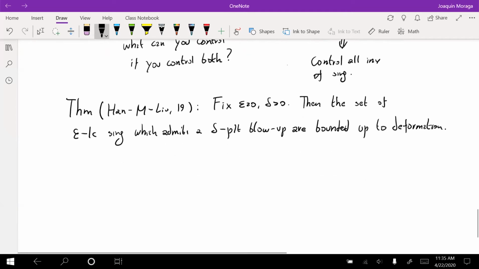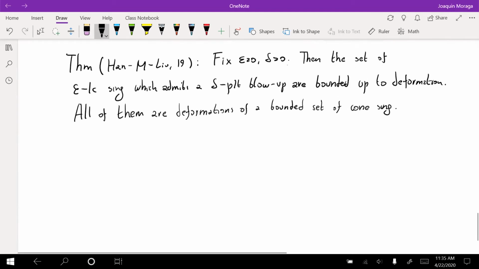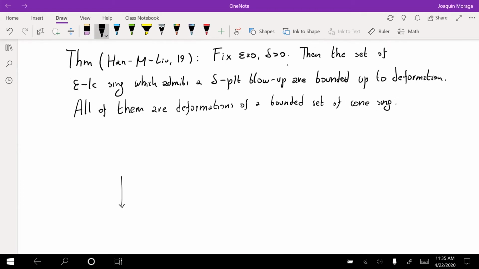This means essentially that all of them are deformations of a bounded set of singularities. Well, it's actually a bounded set of cone singularities. And here the proof is not very hard. So let me tell you what is the idea.